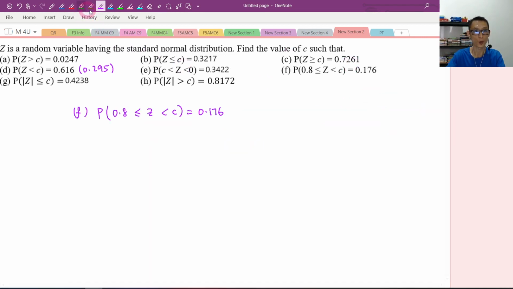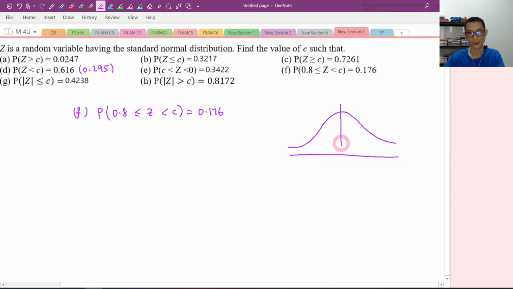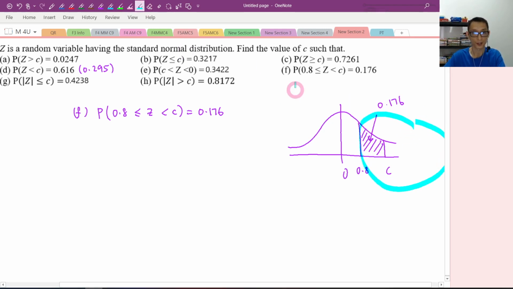Okay, as usual, before we start solving it, sketch a diagram. Greater than 0.8. 0.8 is somewhere around here, on the right hand side, and then less than C. Okay, the area here is 0.176. So how do we get this one? We find this one minus this one, so that we'll be able to get the area here.